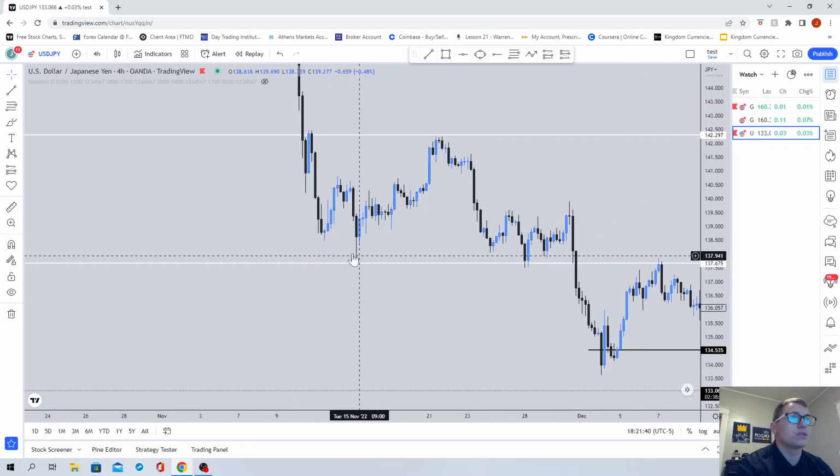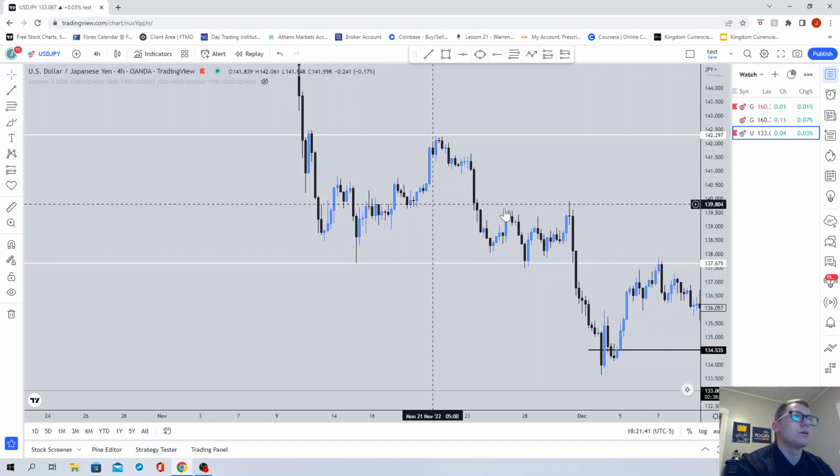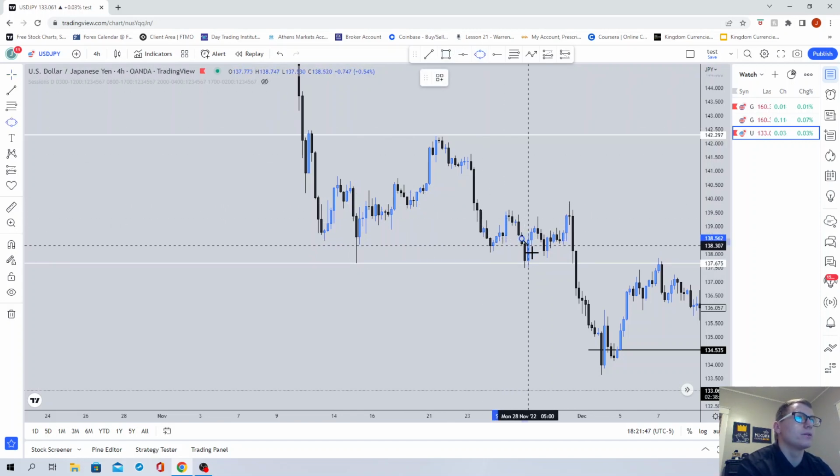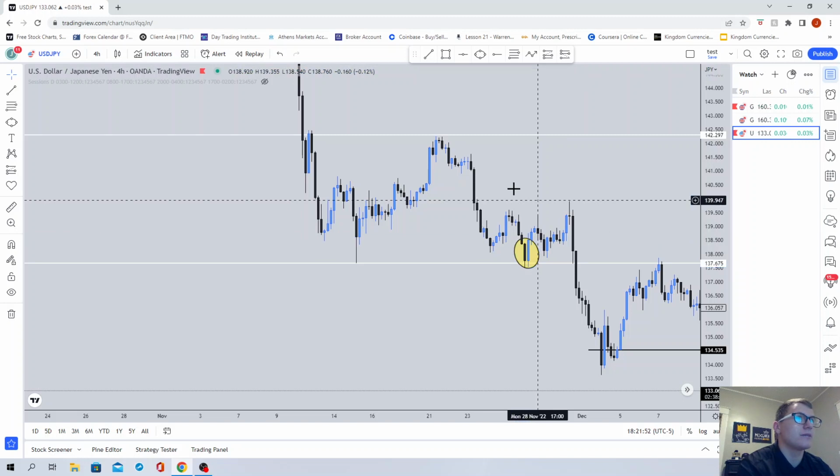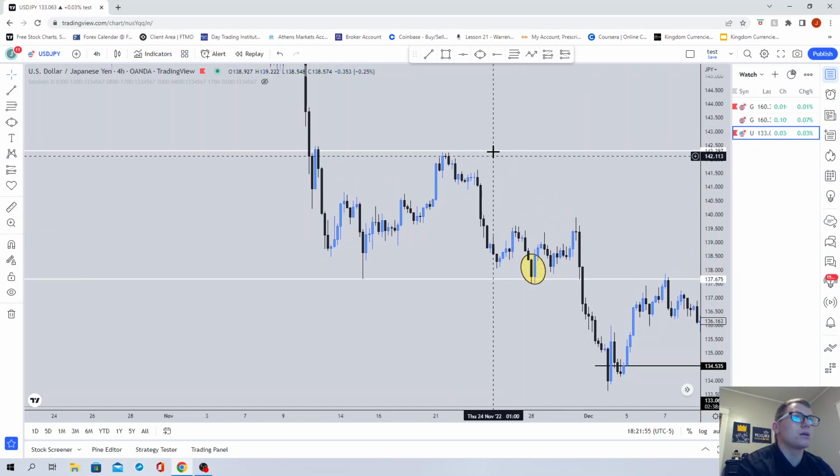As you can see right away, obviously we know that this is support because we had a rejection here. So then right here, what do you see? I see a bullish engulfing right at that level of support. Now, obviously, we know that this is a downtrend, so we probably would not have taken this trade, but just identifying these candles.